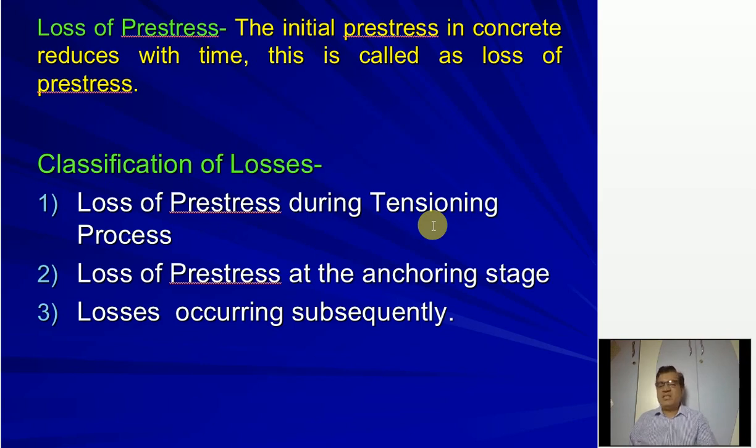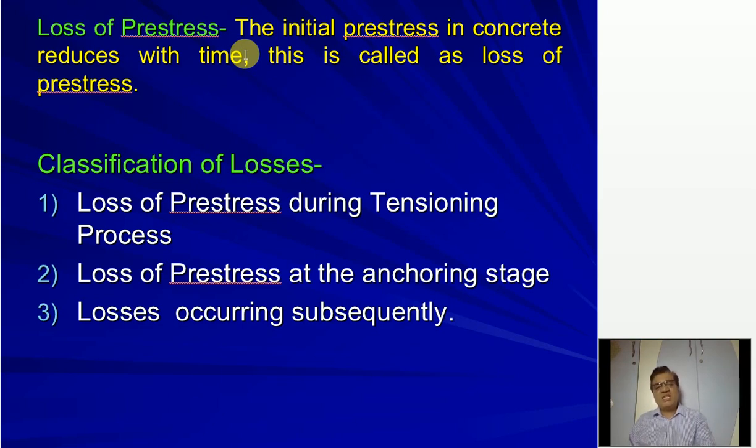Okay, now let's see the definition of loss of prestress. The initial prestress in concrete reduces with time, and this is called loss of prestress. That means whenever the jack is used to tension the wires, that force is called the jacking force. After that, the stress gets transferred to the concrete, and after some time, some days or some years, you will find that the stress which was initially transferred during the jacking phase does not remain constant over time. So this difference between the final stress and the initial stress is called loss of prestress.